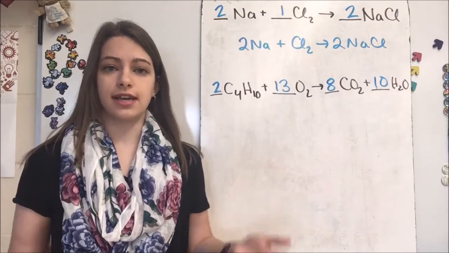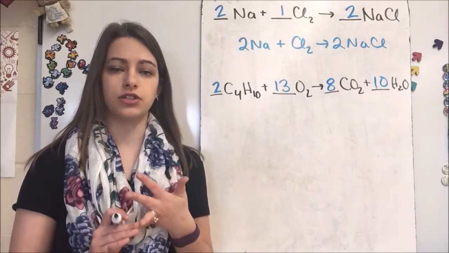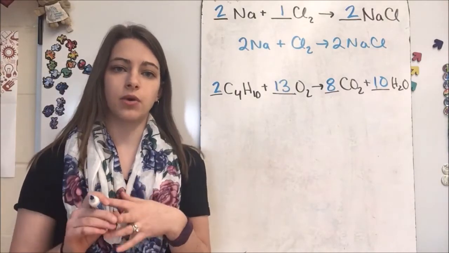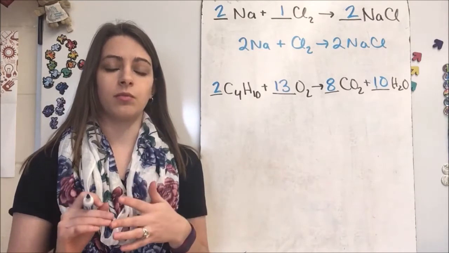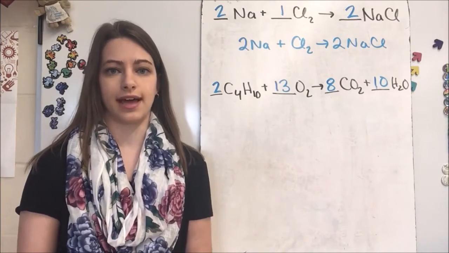So be patient, take your time. Remember, they need to be whole numbers. You need to have the same number of each type of element on your reactants and your products. And when you're looking at a more complex equation, start with elements other than hydrogen and oxygen, then do hydrogen and save oxygen for the end.